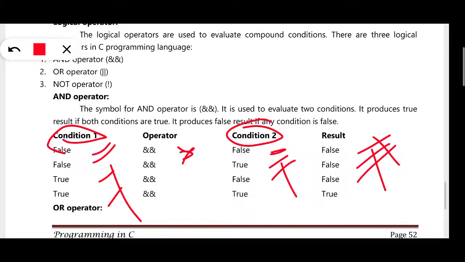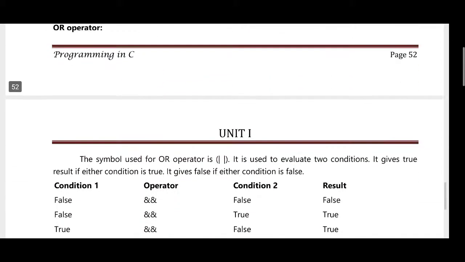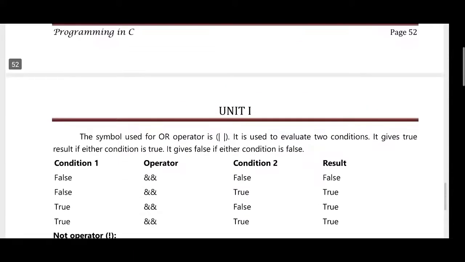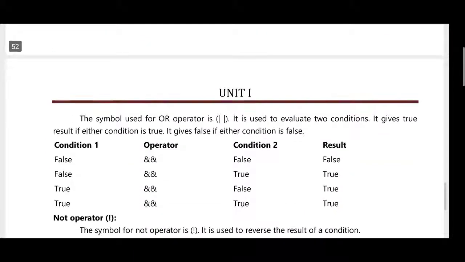Condition 1 is true, condition 2 is true, then that is true. If condition 1 and condition 2 must both be true, then only the AND operator's result is true here. Then the OR operator.